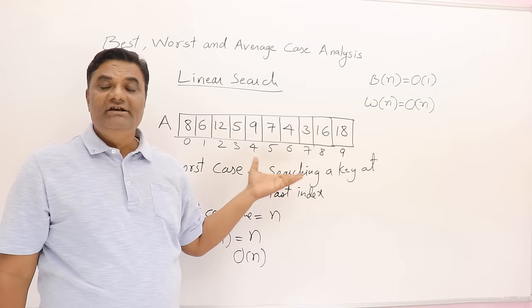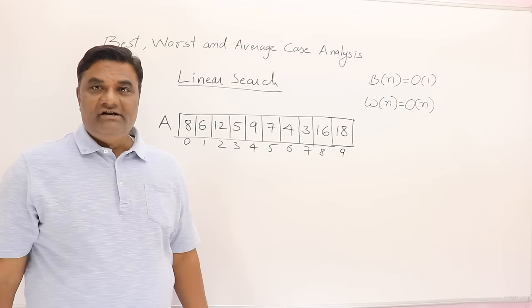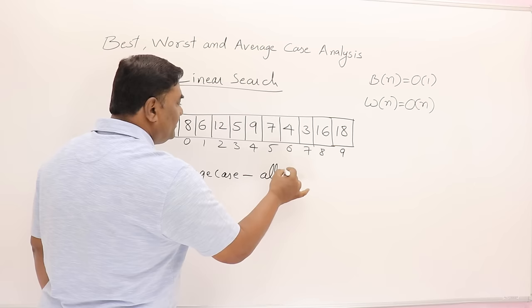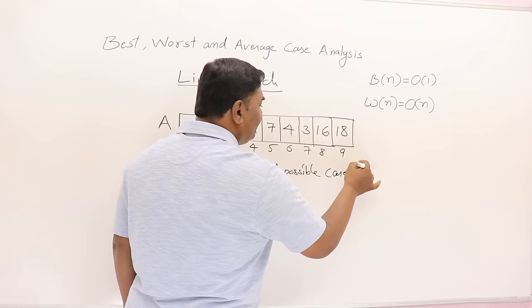Now average case time. Average case is defined by all possible case times divided by the number of cases.